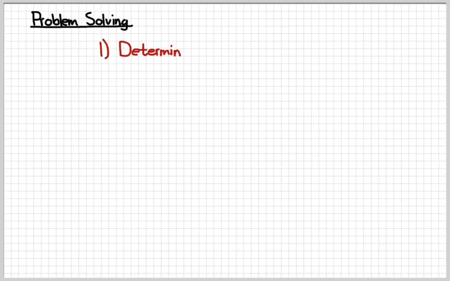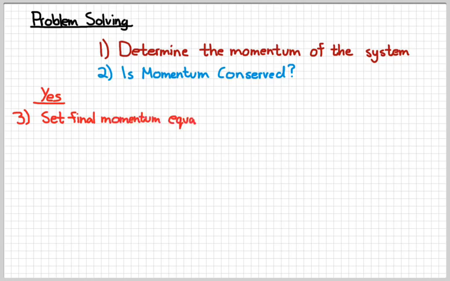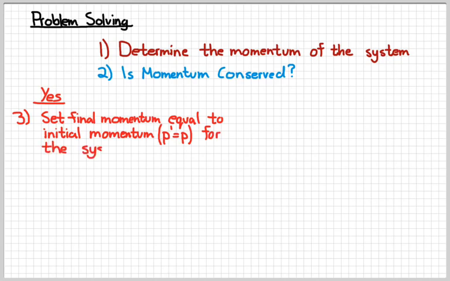So, some problem-solving steps. First of all, determine the momentum of your system. Sometimes it's 0. In general, probably not. Figure out, is momentum conserved? Do you have a closed system? Are the objects within your system being pushed or pulled by anything from outside the system that would change their momentum? If yes, then set the final momentum equal to the initial momentum. Basically use conservation of momentum for the system.